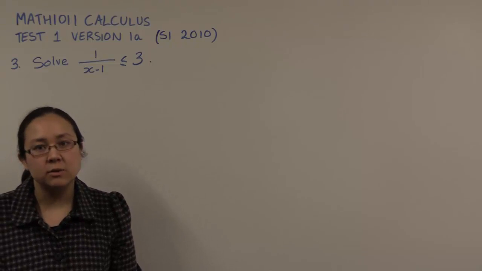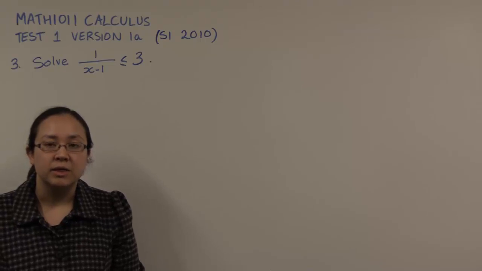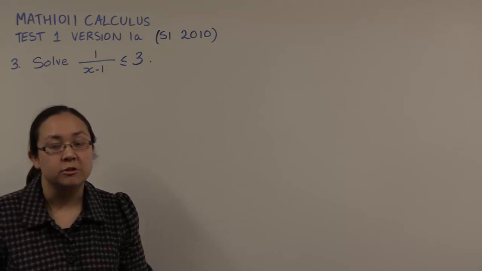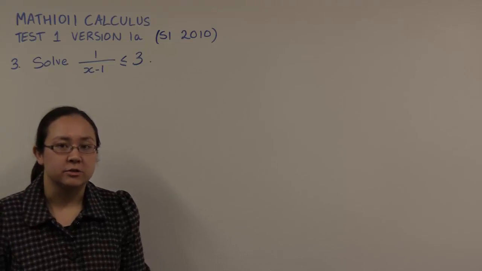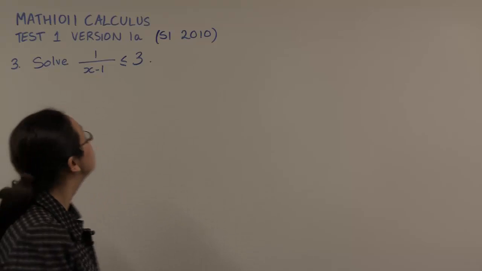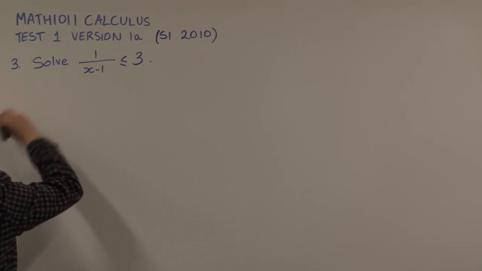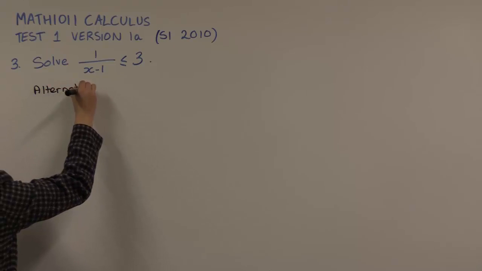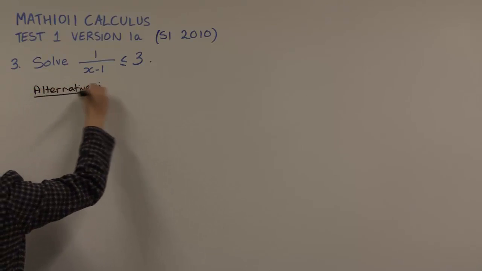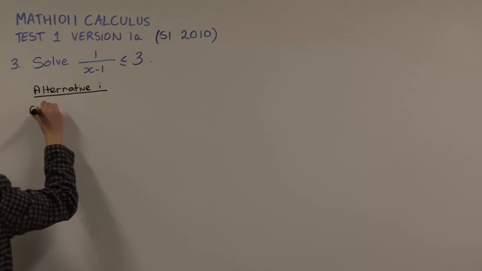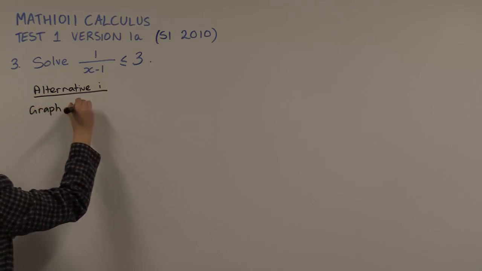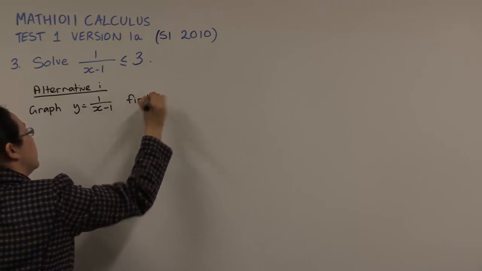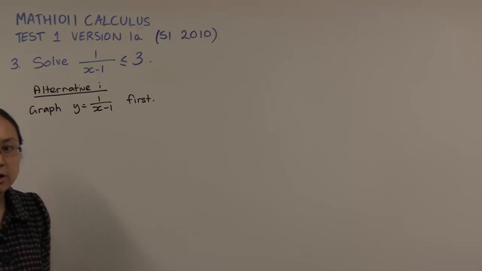You can solve it that way if you divide it into cases, but there are two other methods which are kind of less error prone, if you like, which are good ways to solve this problem. So we'll do two alternatives for question 3. The first alternative is going to be to graph y equals 1 on x minus 1 first. So it's kind of a graphical method.